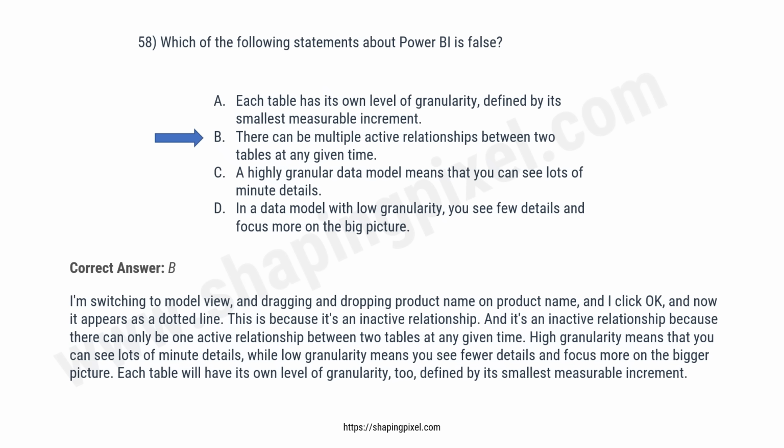So I'm switching to a model view and dragging and dropping product name on product name, and I click OK, and now it appears as a dotted line. This is because it's an inactive relationship, and it's an inactive relationship because there can only be one active relationship between two tables at any given time. High granularity means that you can see lots of minute details, while low granularity means you see fewer details and focus more on the bigger picture. Each table will have its own level of granularity too, defined by its smallest measurable increment.